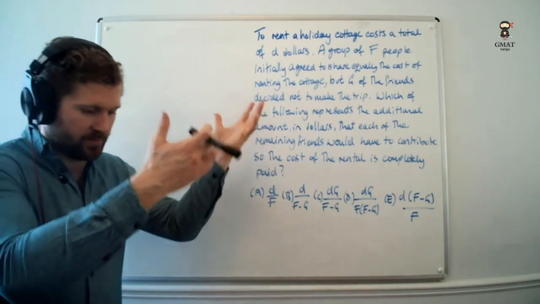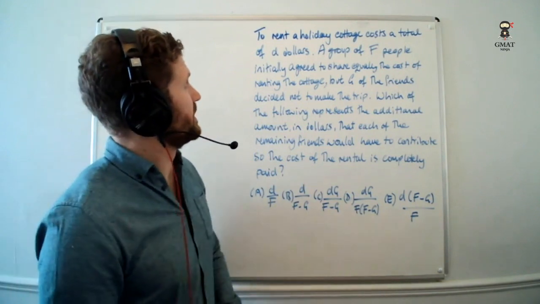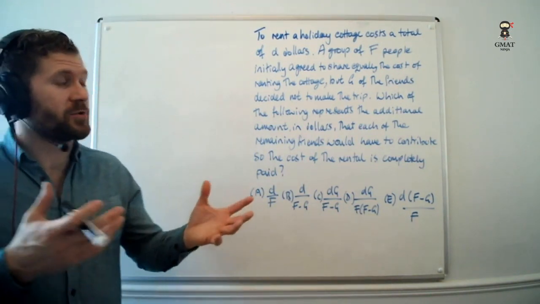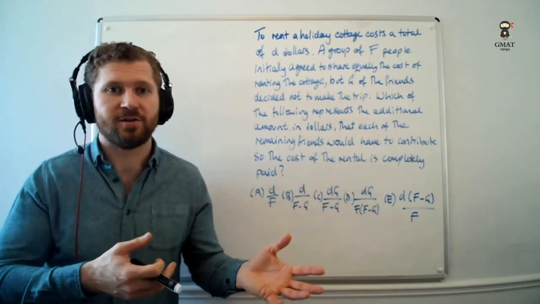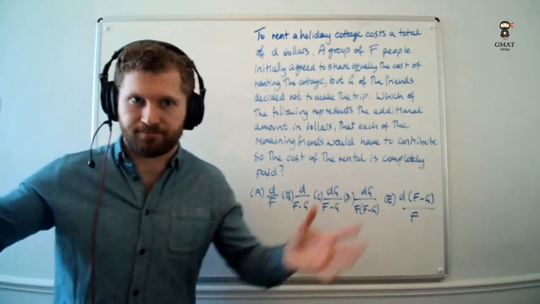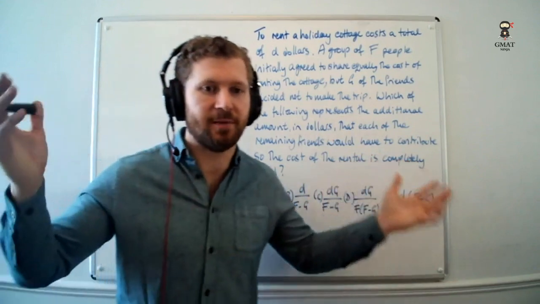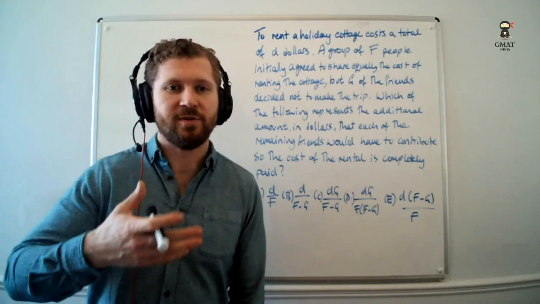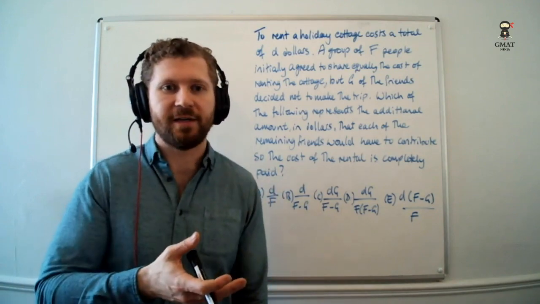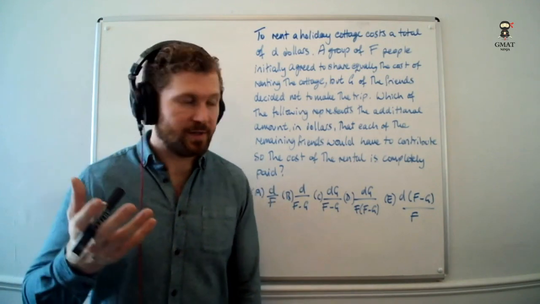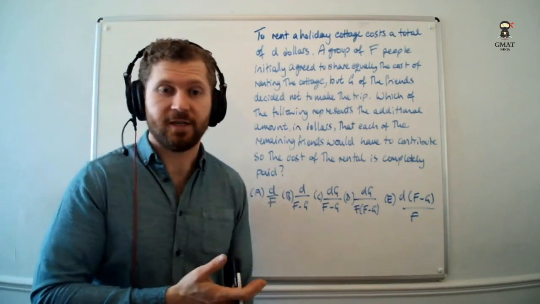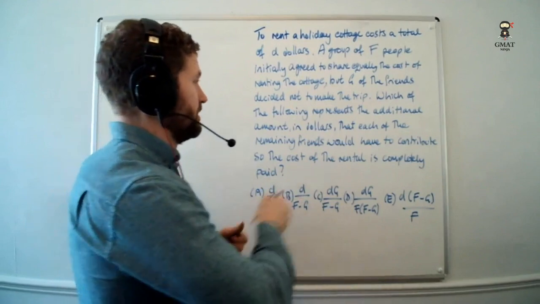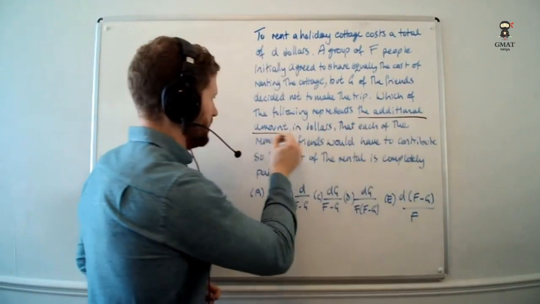So what's going on here is that a vacation rental, a holiday cottage, costs a total of D dollars. And we've got a group of people who are going to share this cost equally between them. Now, some number, we don't know how many, of that group are going to drop out. And so the remaining people, whoever is still going, are going to have to pay a little bit more so that they can go on this vacation, take up this rental. And we are asked, what is the additional amount?